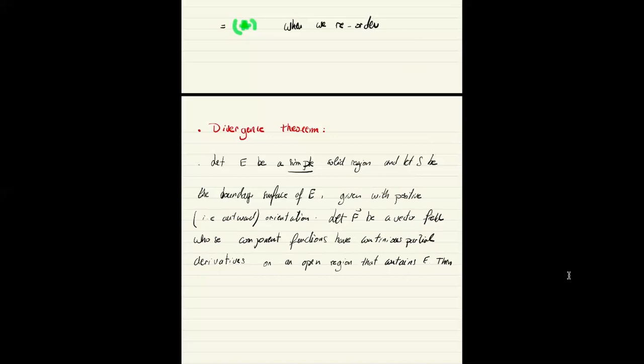And then we have the following. If you want to integrate the vector field F dS over the surface, then this is the same thing as integrating over the solid E the divergence of F dV.